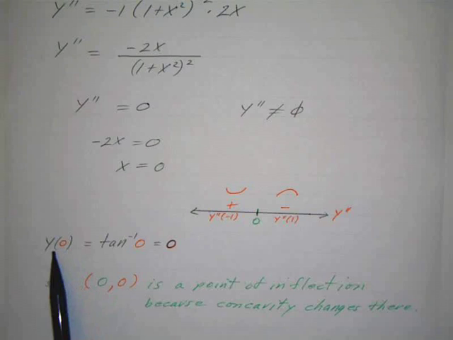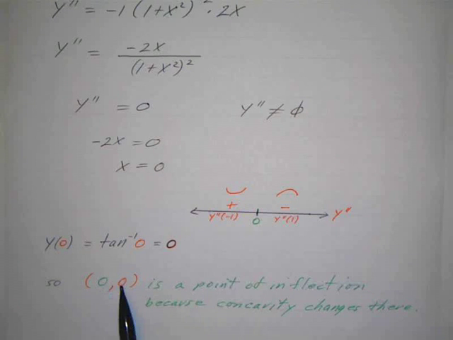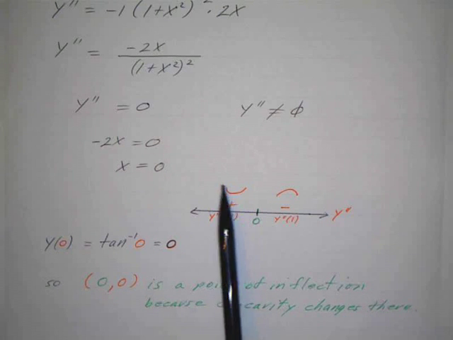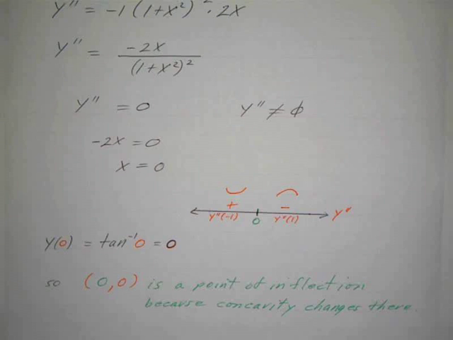Remember, the angle whose tangent is 0, because the tangent of 0 is 0. All right, just look at your unit circle, and if you take the tangent of 0, you get 0. So that's a solution for this arctangent. Okay, the angle whose tangent is 0 is 0. So my point is 0, 0. And this is a point of inflection. Why? Because concavity changes there, because I'm going from concave up to concave down. Okay? I hope that helps.